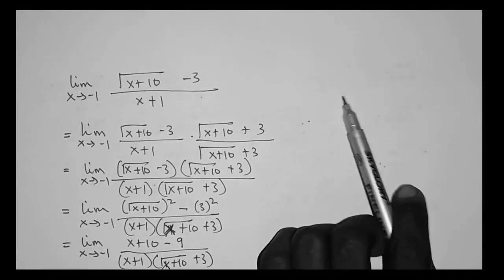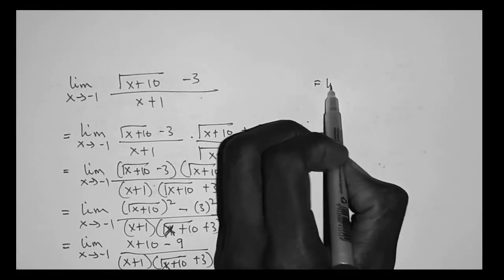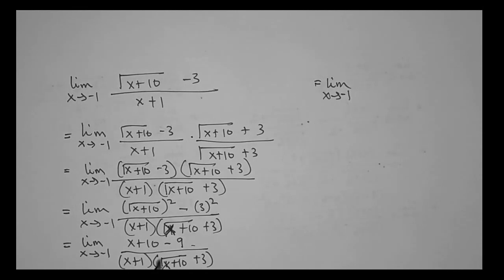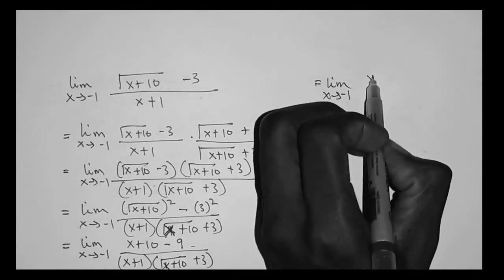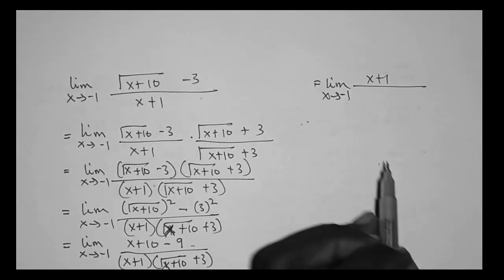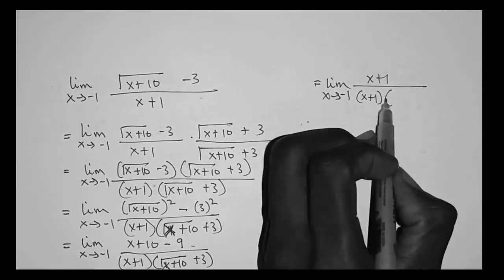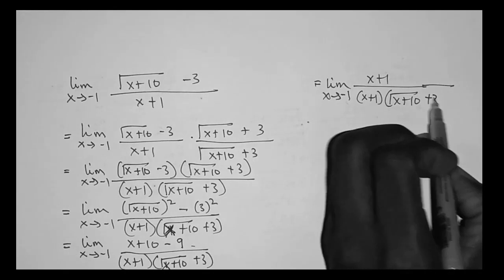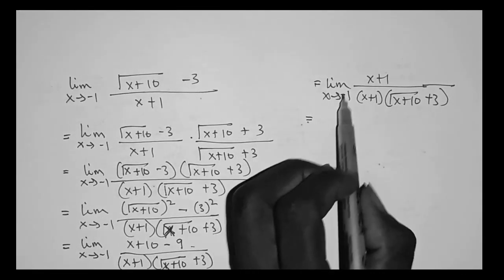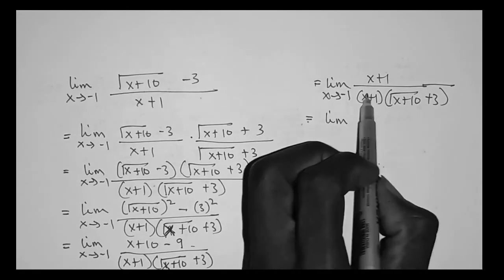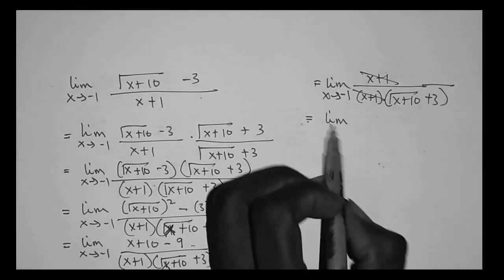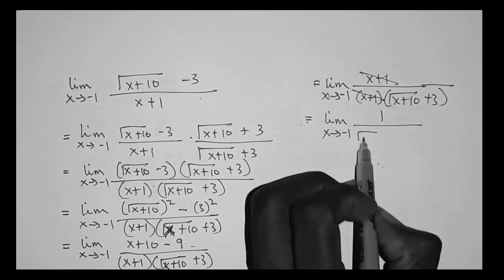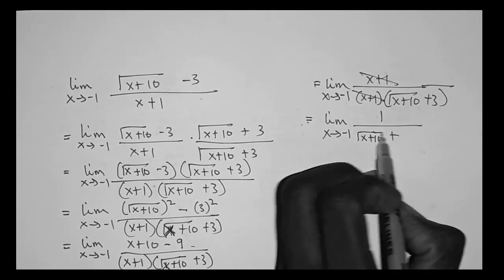So let me continue from this side. So this is equal to the limit as x approaches minus 1. x plus 10 minus 9 is 1, so it becomes x plus 1 divided by x plus 1 times square root of x plus 10 plus 3. So this x plus 1 and x plus 1 can cancel out. So the limit as x approaches minus 1 of 1 over square root of x plus 10 plus 3.